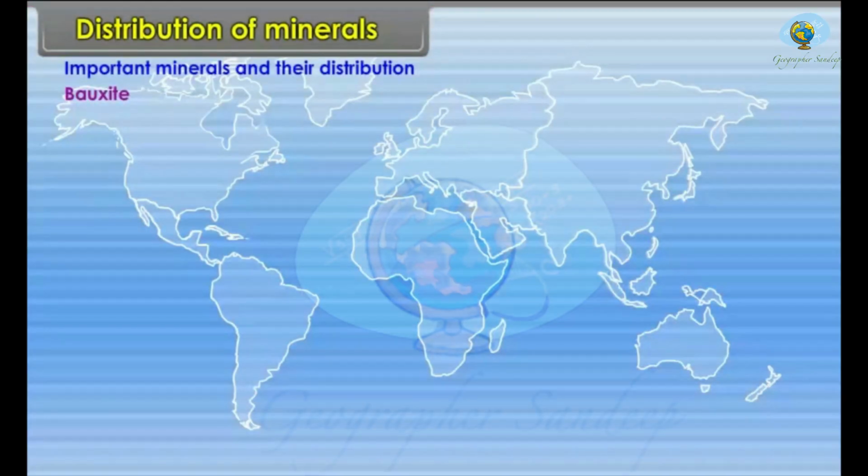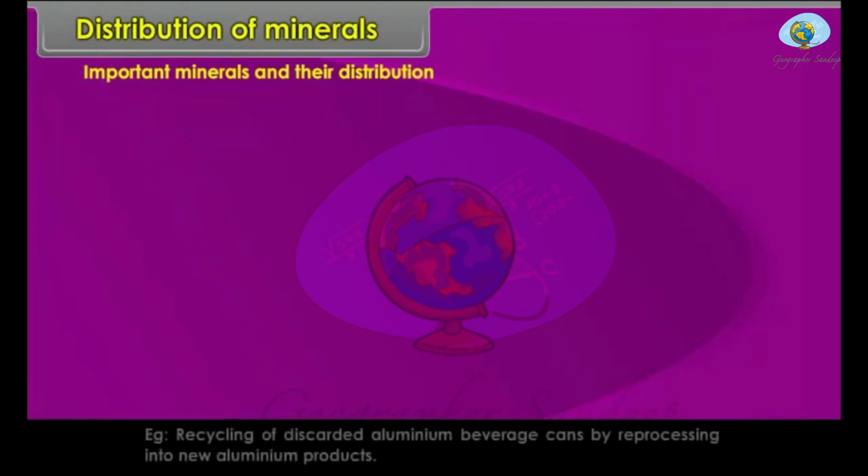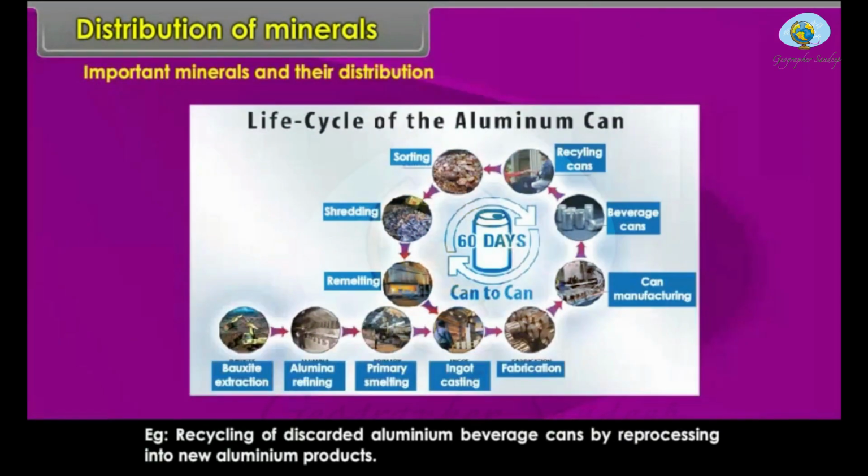Location: World, Australia, Guinea, Jamaica and Brazil. Recycling means using discarded materials once again. Metals like aluminium can be recycled easily. Example: recycling of discarded aluminium beverage cans by reprocessing into new aluminium products.